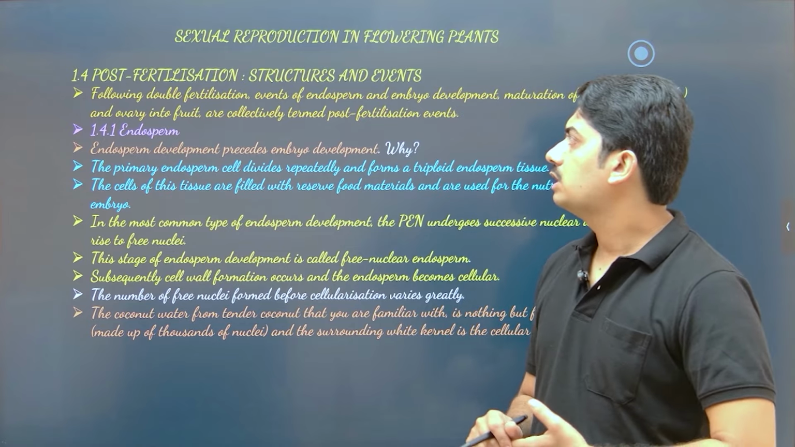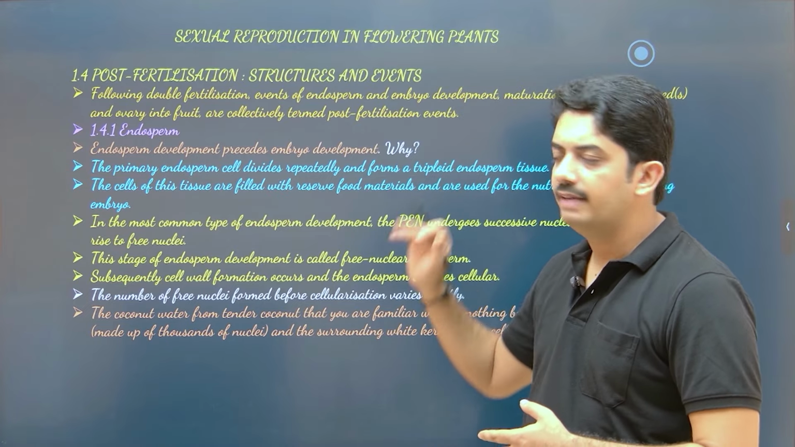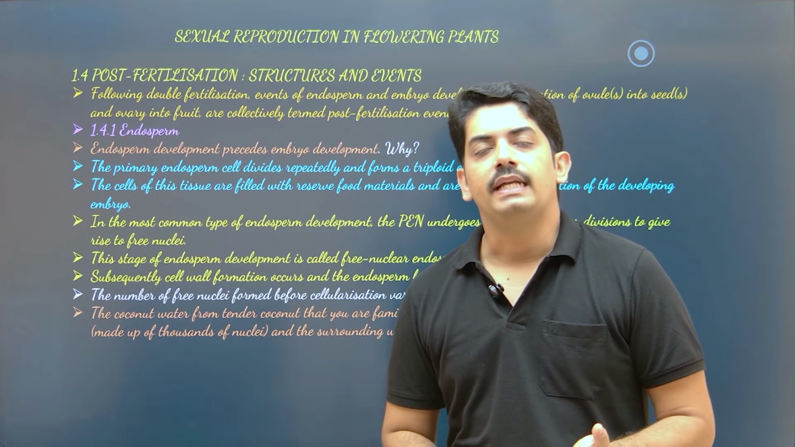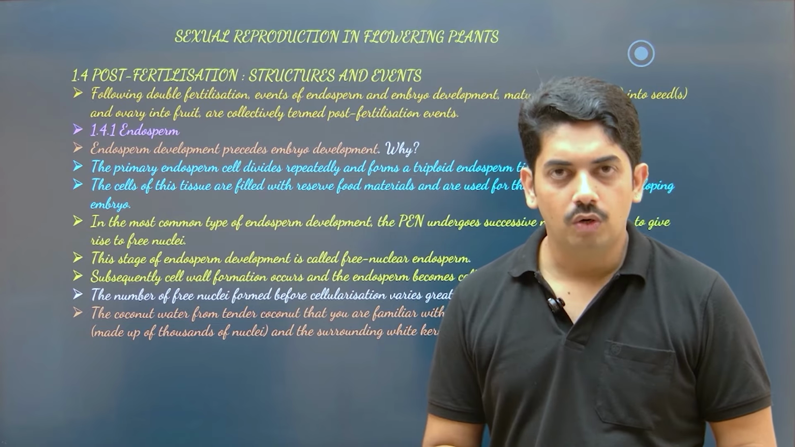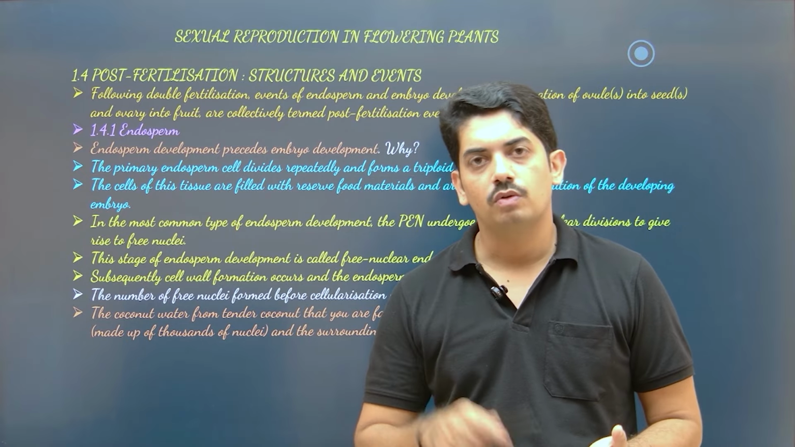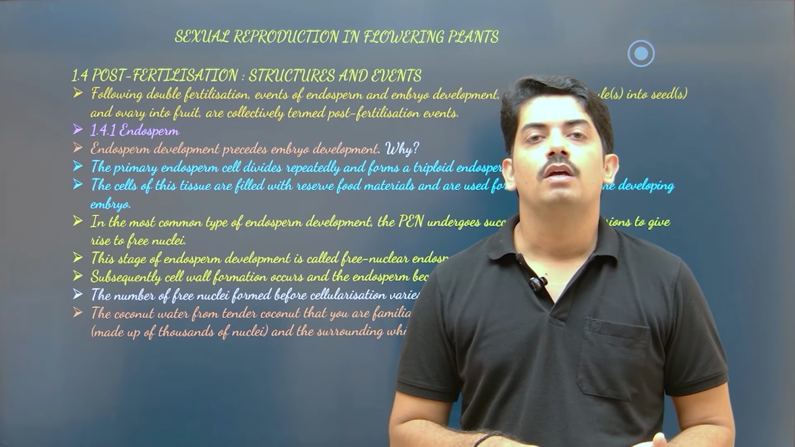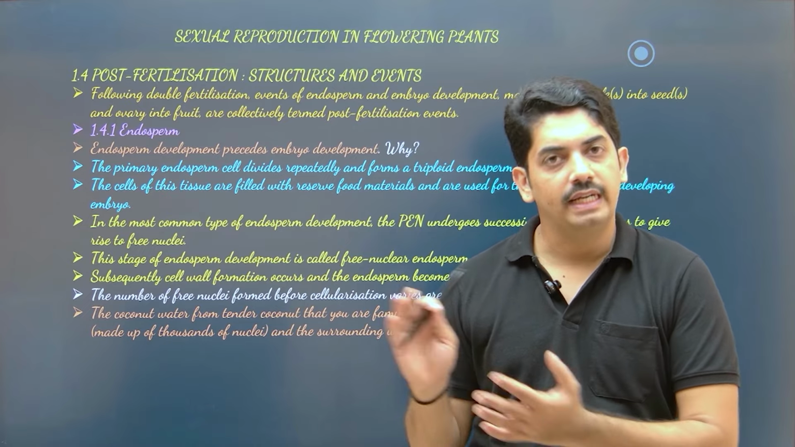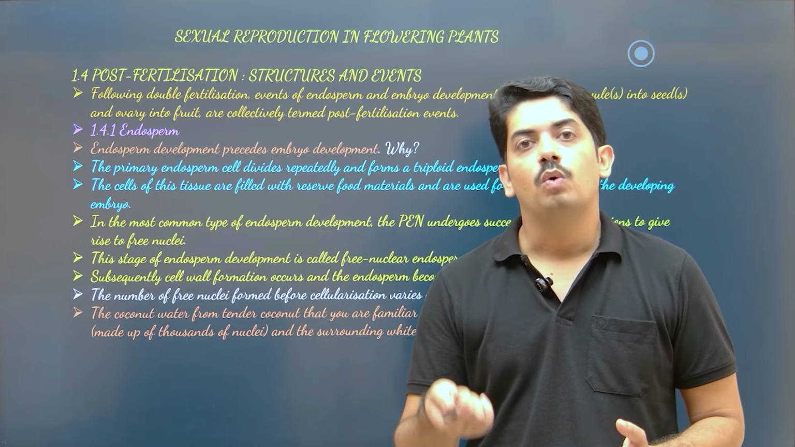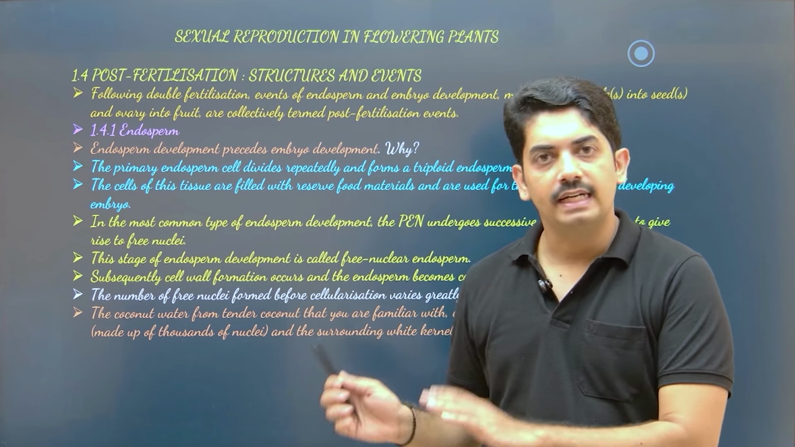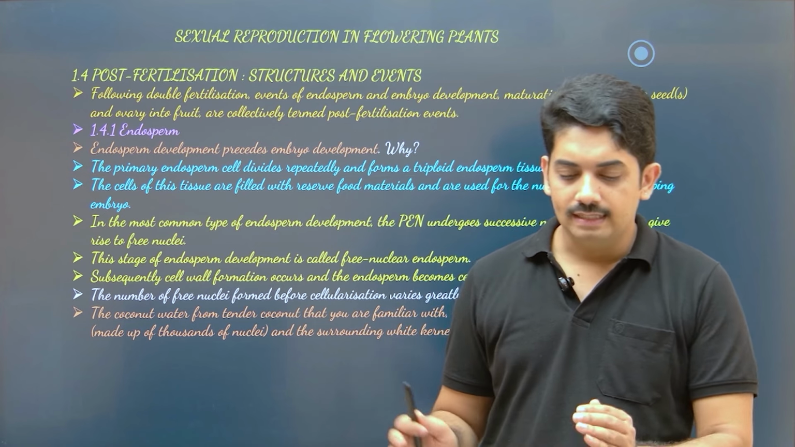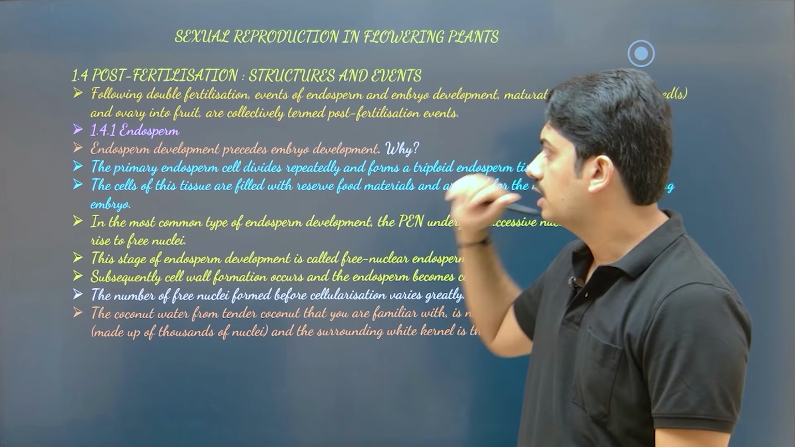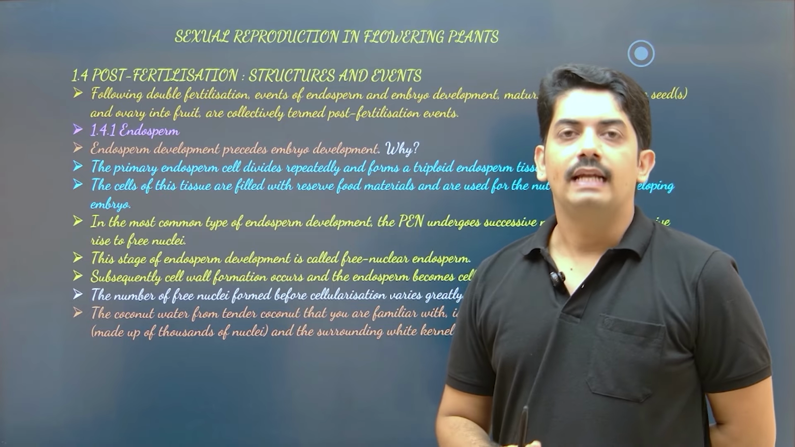So in post-fertilization structures and events, we study in detail the endosperm and the zygote developing into the embryo. Then we study what happens to the ovule: the fertilized ovule develops into seed. What happens to the ovary? The ovary develops into fruit, which we will study in detail. These are the aspects we are going to study in post-fertilization structures and events. Let us see them one by one.